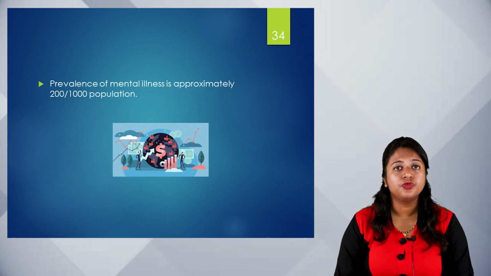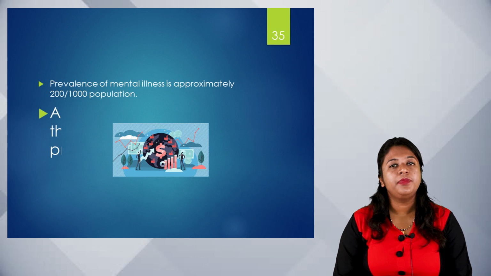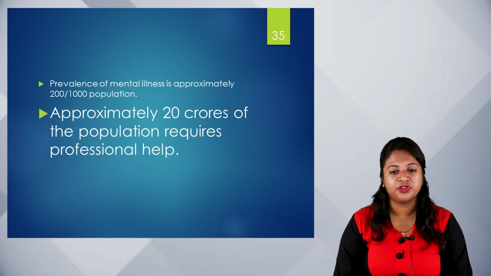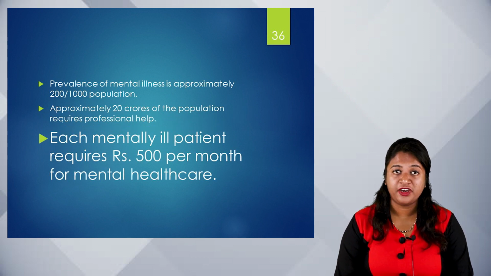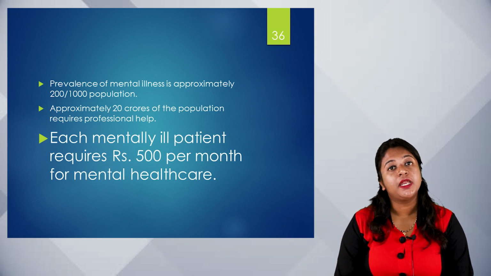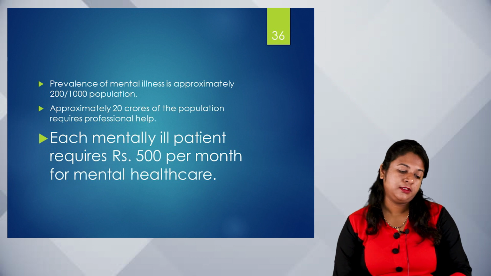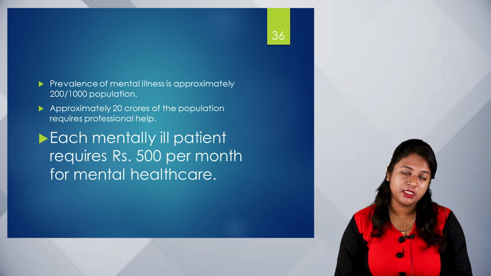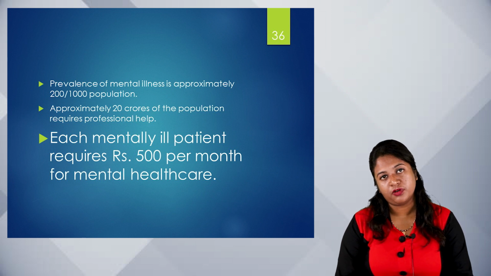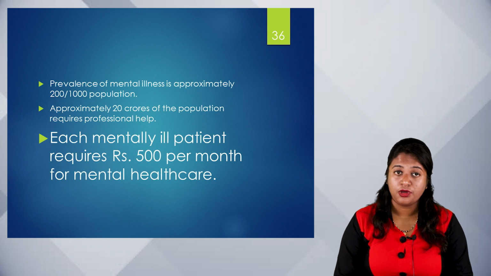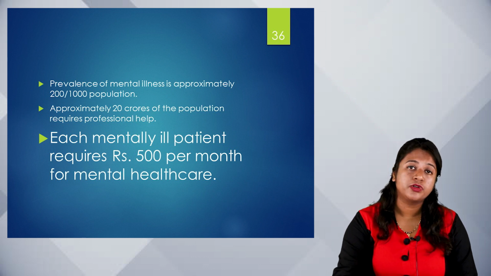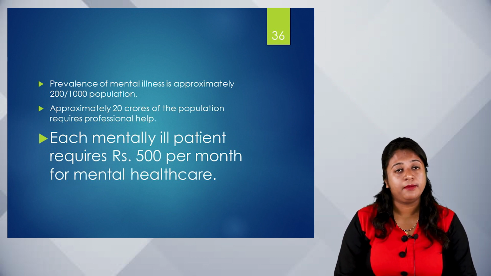The prevalence rate is 200 per thousand population. In simple words, approximately 20 crores of population require professional help. Each mentally ill patient may require about 500 rupees per month for mental health care. So it is estimated per person for a month. A mentally ill person requires about 500 rupees for mental health services per month. This 500 rupees includes the medication cost, the doctor's fees, the traveling cost to meet the doctor. All these put together require about 500 rupees per month for mental health services.